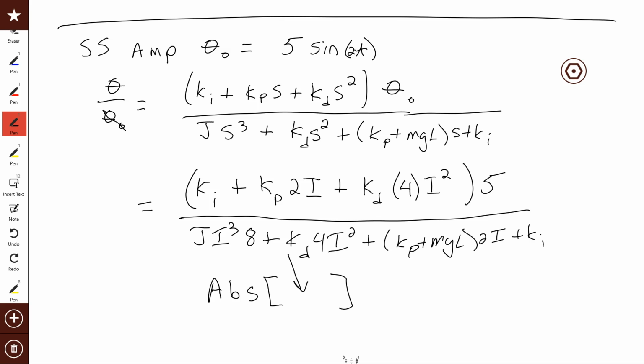Okay, see how I'm getting you ready for the final? Is it the absolute value of just the denominator? Or the whole thing.